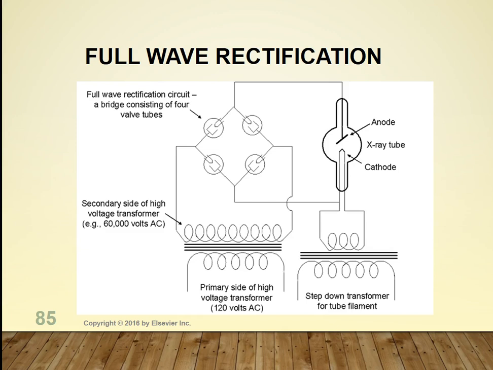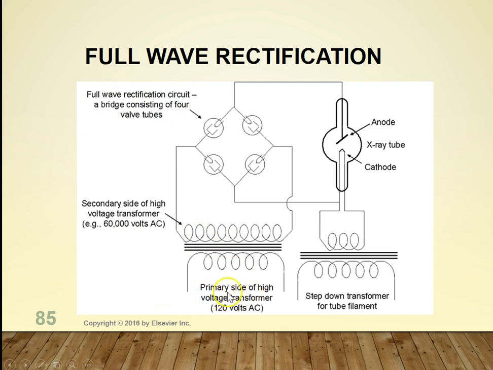So at the console, when you press the exposure switch, you're sending a voltage to the step-up transformer to increase the kV. Then that kV is passed through a set of rectifiers so that it travels through the X-ray tube correctly. So this is a little bit better, and I guess I should have been pointing that out as we did it, but here's a full wave rectification circuit and it has 4 valve tubes.